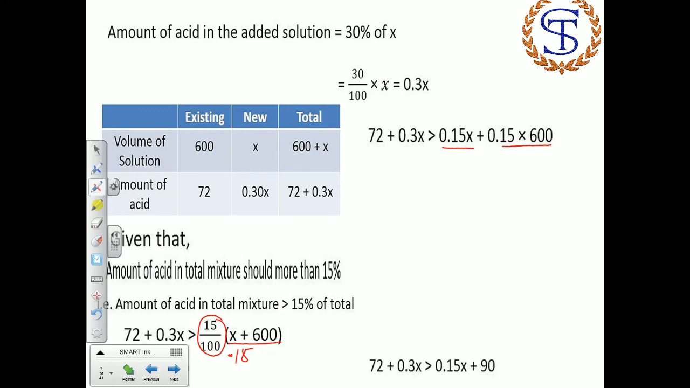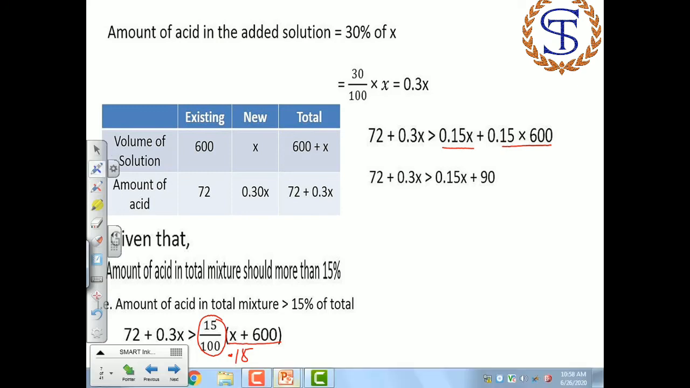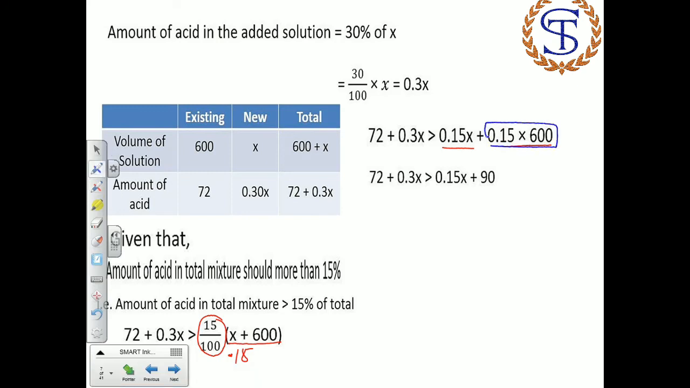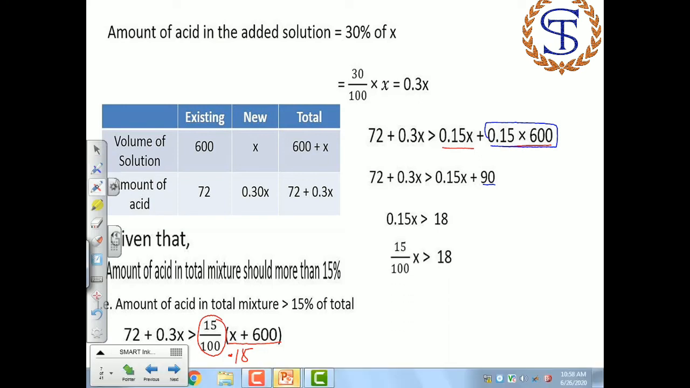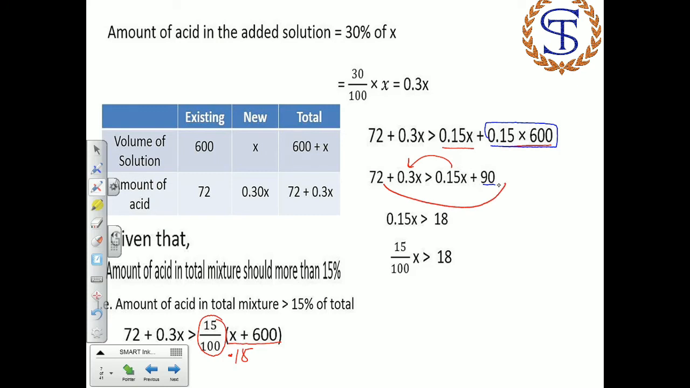And again on simplification, 72 plus 0.3x is greater than 0.15x plus, and the multiplication of this will give us 90. Then next, take this 0.15x to the LHS and 72 to the RHS. Then 90 minus 72 gives us 18. Here it is 18.